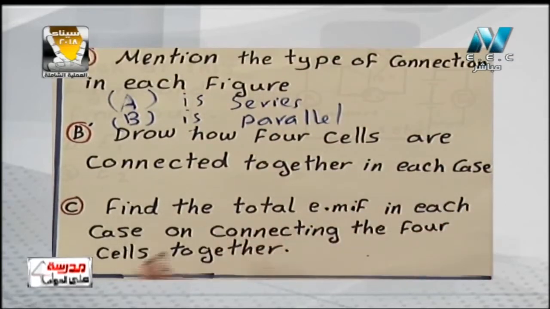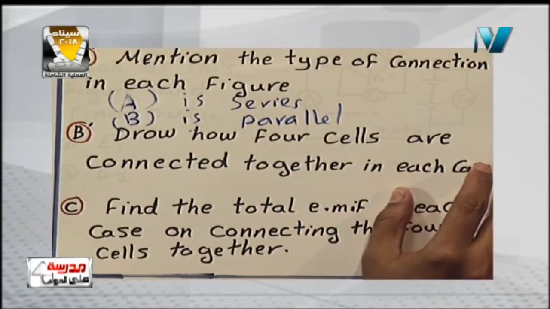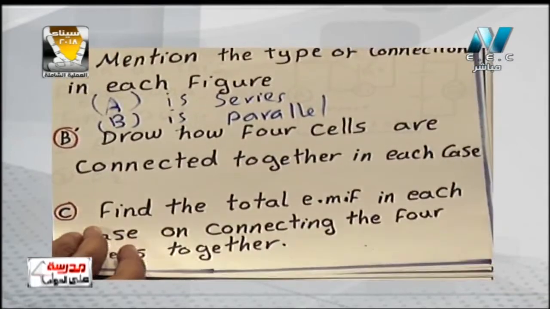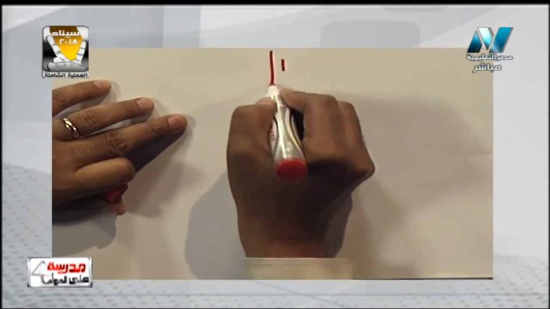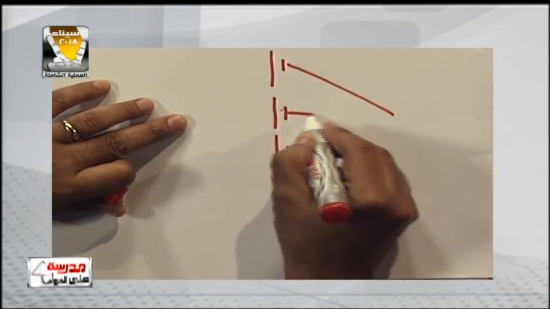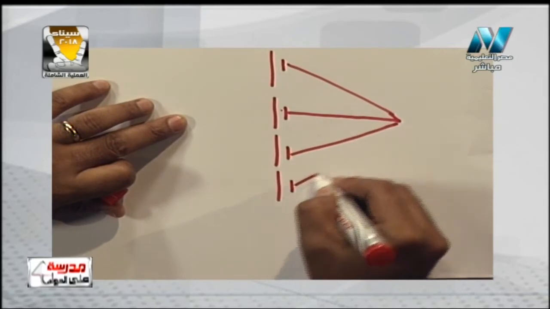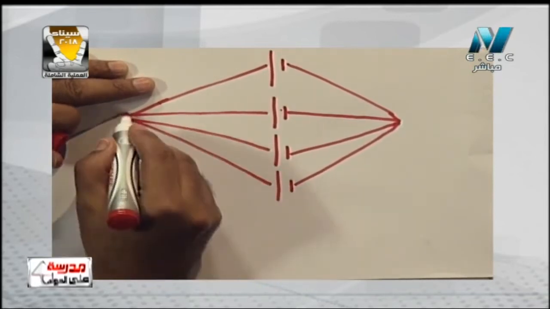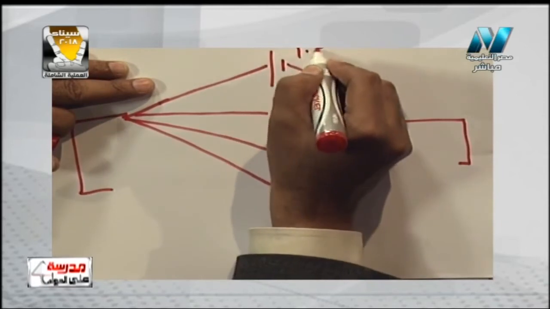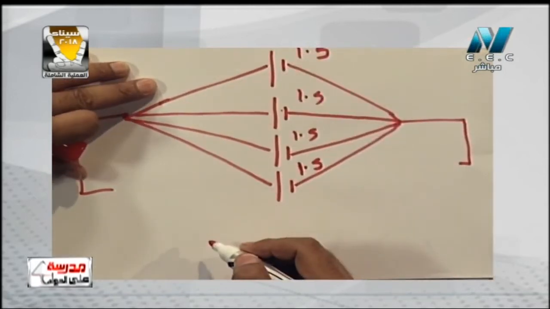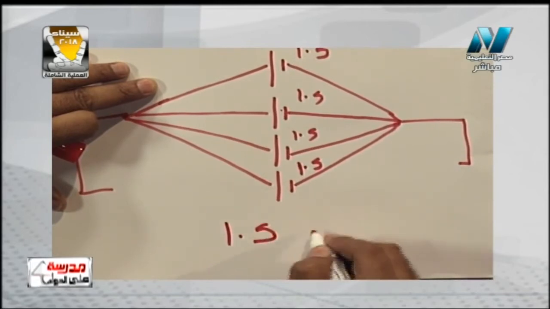The second one: draw how four cells are connected together in each case. So now we must draw in parallel and in series. In parallel: negative, positive, negative, positive, negative, positive, negative, positive. And we must connect the negative poles together and the positive poles together. If each one is 1.5 volt, so Mr. Muhammad, the whole battery EMF equals 1.5 volt.